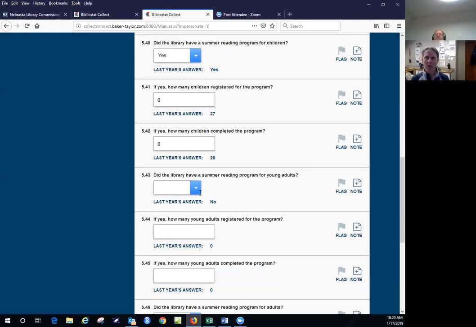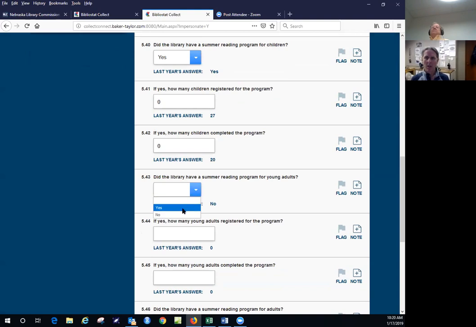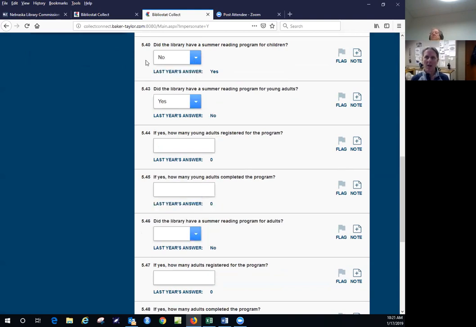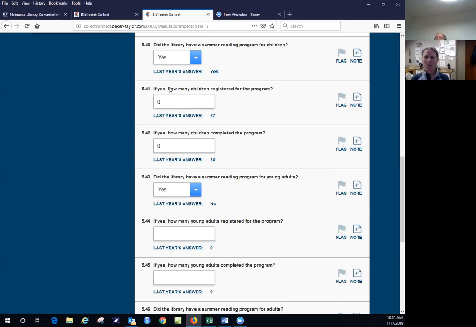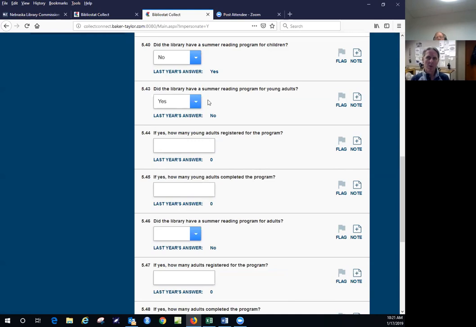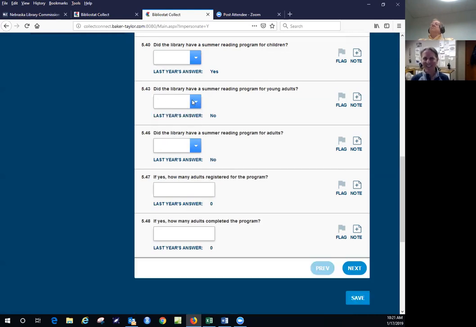Again, the same number here. Did you notice here when we entered a yes that those other questions disappeared? Follow-up questions disappear when we enter a no here. If you enter a yes, then this pops up and says, okay, you've entered a yes here. We want to know how many registered and how many completed. But if you enter a no, it just disappears. It doesn't even ask you a question. So, less confusion, hopefully. So I'm going to blank those out for you.